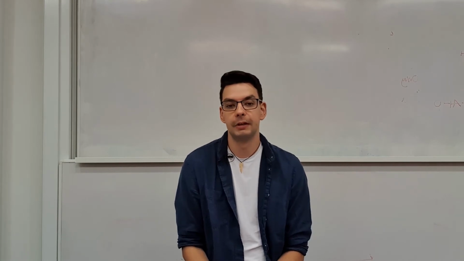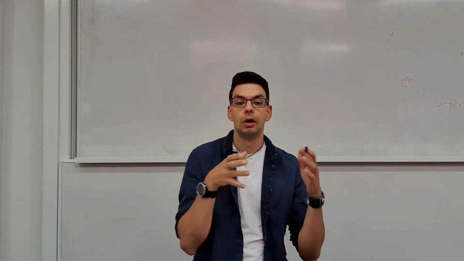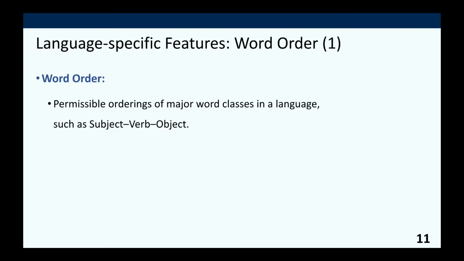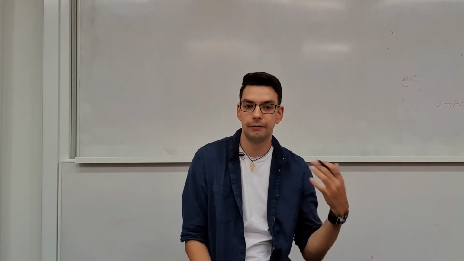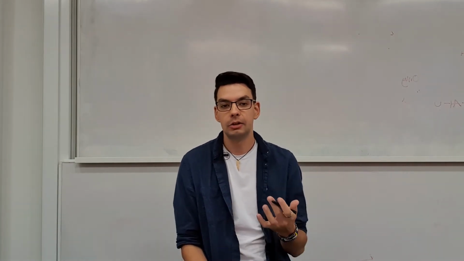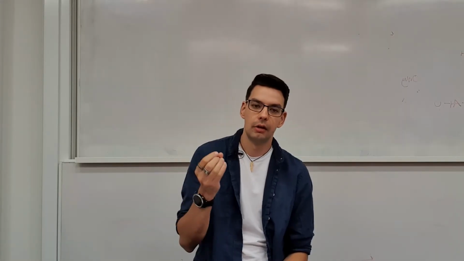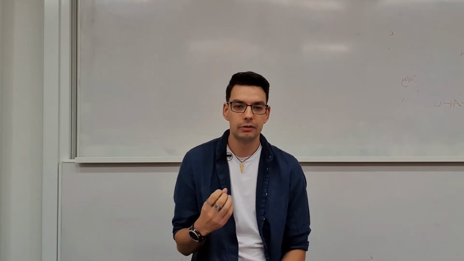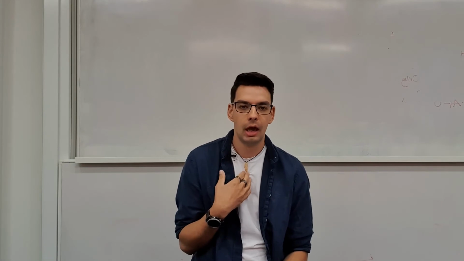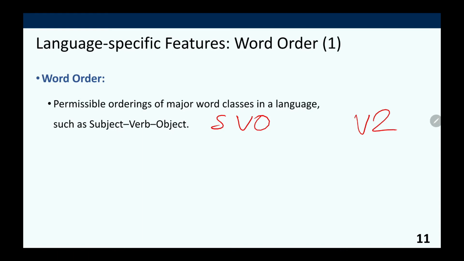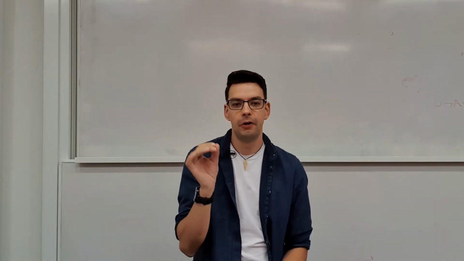Another language-specific feature is the order of words in a sentence, what we call word order. Word order are the permissible orderings of major word classes in a language. Major word classes are things such as subjects and verbs and objects. So English is what we sometimes call an SVO language, a subject, verb, object language. Whilst, for example, my native language, German, always has to have the verb as the second word of a sentence, something we call V2, the verb second.